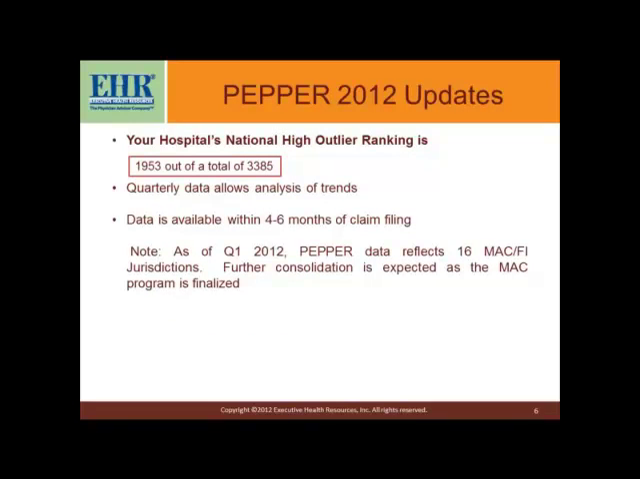Relatively, a couple of updates. One of the most recent things that was added about 3 to 6 months ago was what's called the National High Outlier Rank.